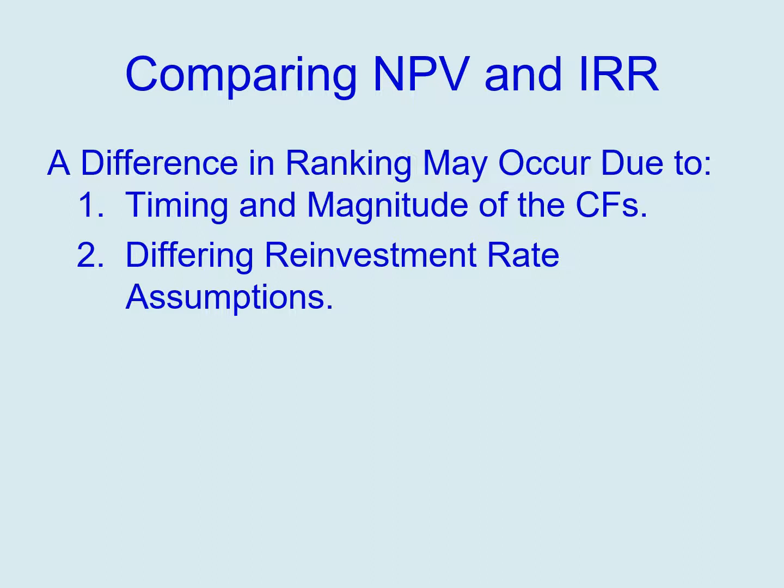So the difference that we see occurring in the ranking of projects based on NPV and IRR have to do with 2 things. One is the timing and the magnitude of the cash flows, and the second is the differing reinvestment rate assumptions. So let's take a look at the first one, timing and magnitude of the cash flows. What do I mean by that?